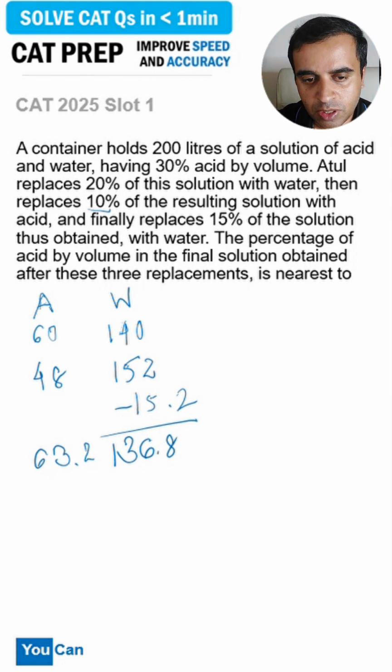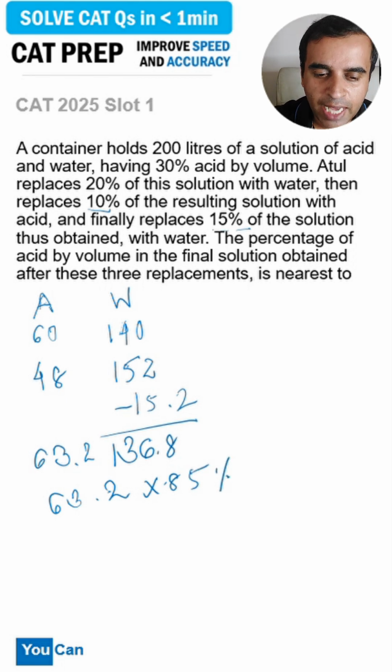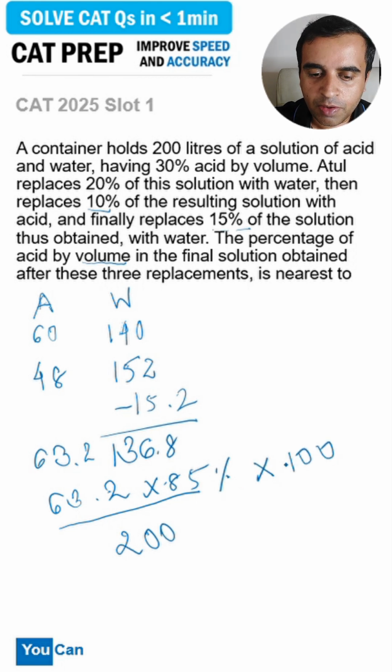And in the final replacement, 15% of the solution thus obtained is going to be replaced with water. So the 63.2 of acid which was remaining is now going to become 85% once the 15% is removed. This is the total amount of acid which remains at the end of these three transactions. The question asked is what percentage of the acid by volume is there in the final solution after these three replacements. So 63.2 into 85% divided by 200, and we have to multiply by 100 for getting the percentage.